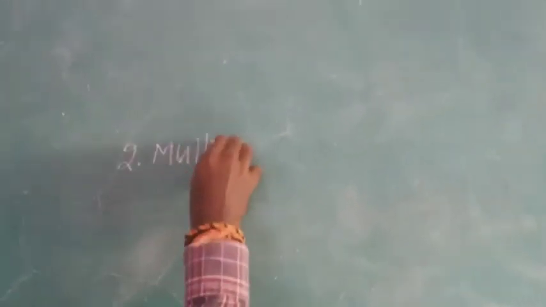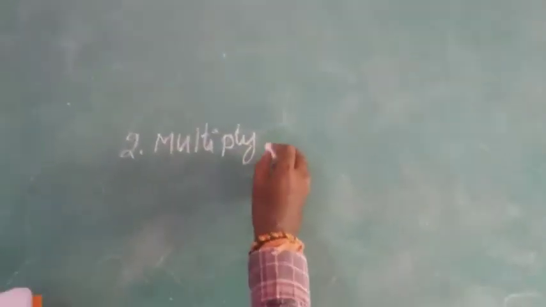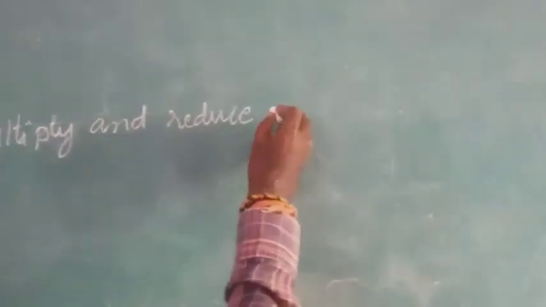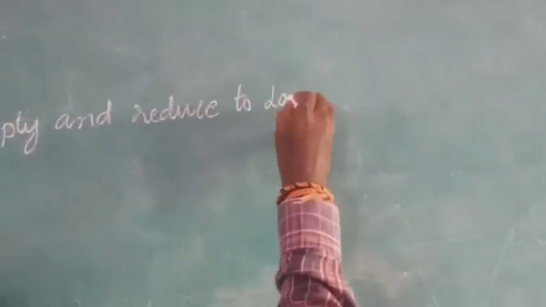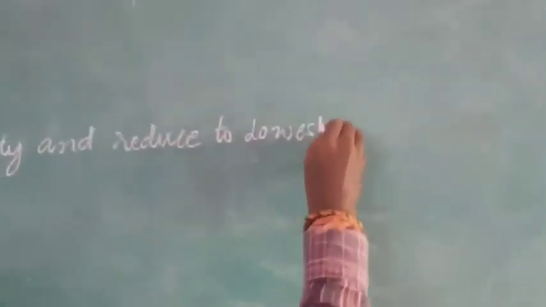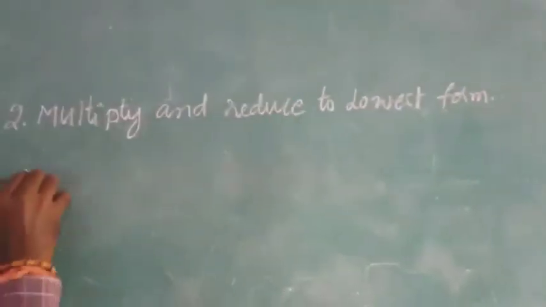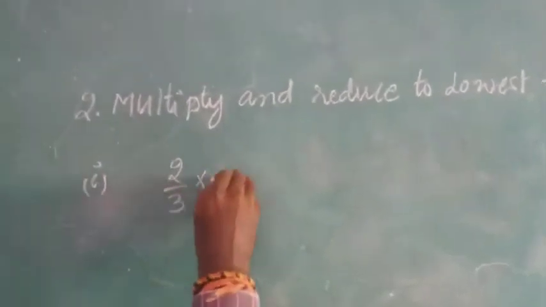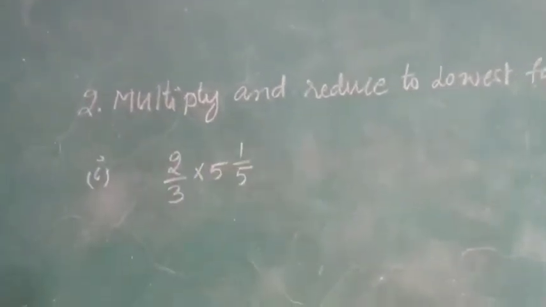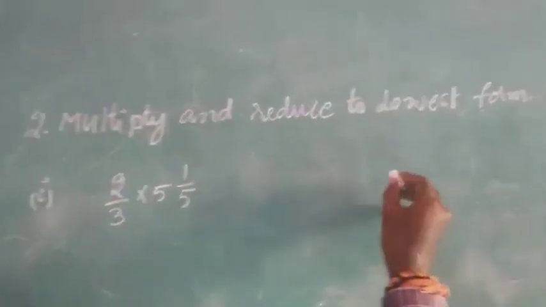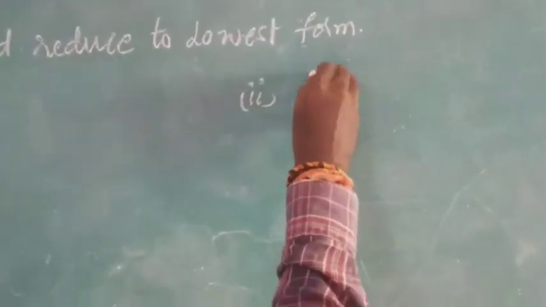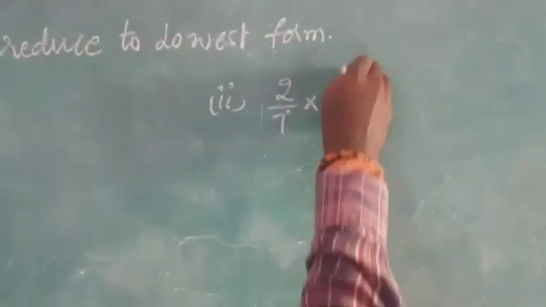Multiply and reduce to lowest form. Reduce to lowest form. Let me take the first one. What is the first problem? 2/3 into 5 1/5. The next one I would like to explain to you, the second one, 2/7 into 1/3.